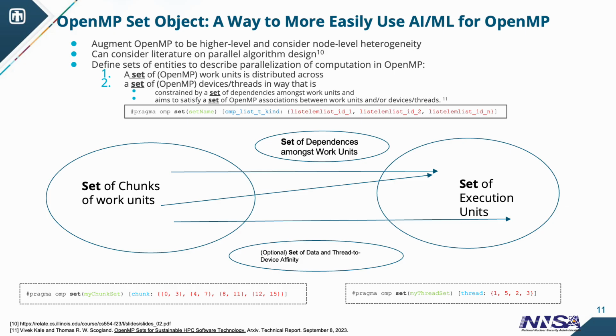To use AI/ML more easily for OpenMP, we need to augment OpenMP to be higher level and consider node level heterogeneity. In particular, we need to express parallelism for OpenMP in a way that's closely aligned with the language or model that is widely used, specifically a foundation model. We can do so by considering the key principles of parallel algorithm design put forth by literature on parallel computing in the context of MPI.